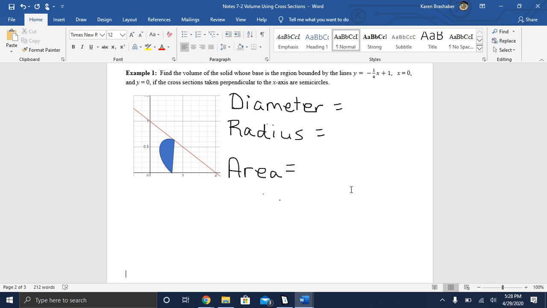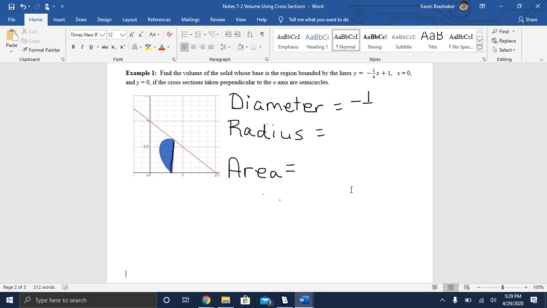And then the cross sections are semicircles. So if you could visualize those semicircles as three-dimensional, that'll help you get a better idea of what the solid looks like. So we're calculating the volume using cross sections that are semicircles cut perpendicular to the x-axis. So we need to know a little bit about that semicircle. And the easiest thing to find out first is the diameter. And so that would be from the line down to the x-axis.